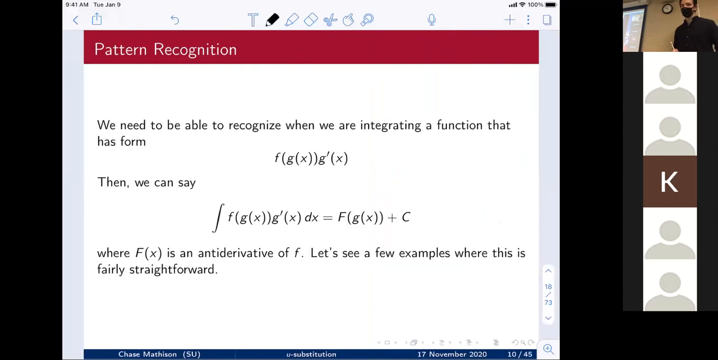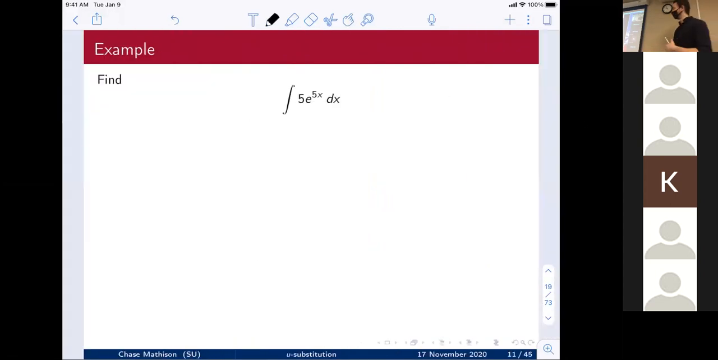Okay. So we'll see a few more examples where this is really just as straightforward as recognizing what does g of x have to be and what is g prime of x. Is that somewhere in the integral? Okay. So let's look at this example. By the way, that last example was very, very similar to a quiz problem. This example is also very, very similar to a quiz problem.